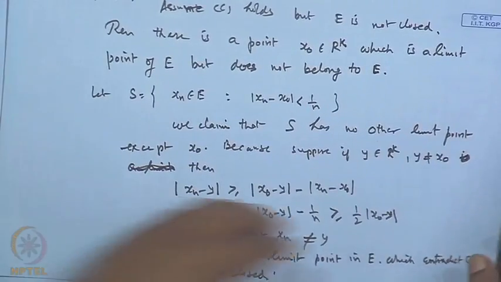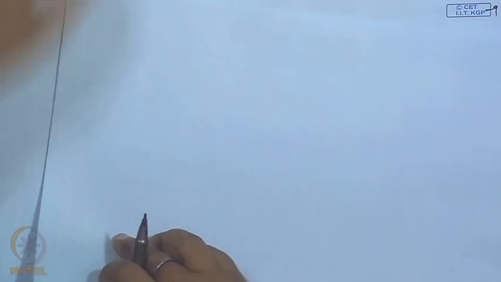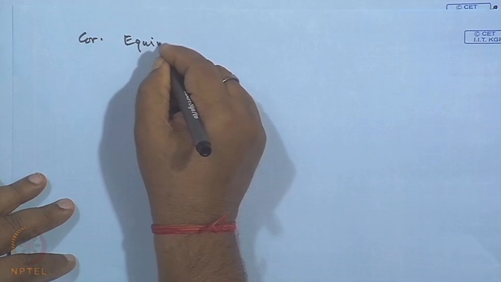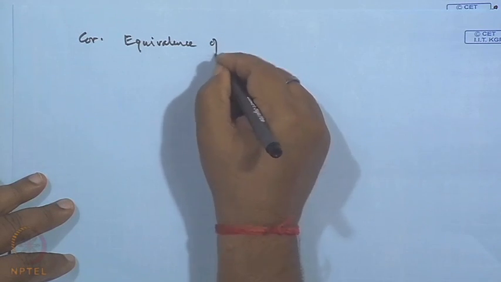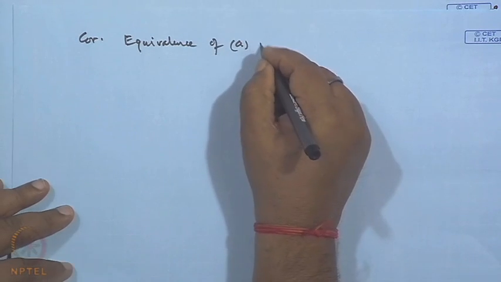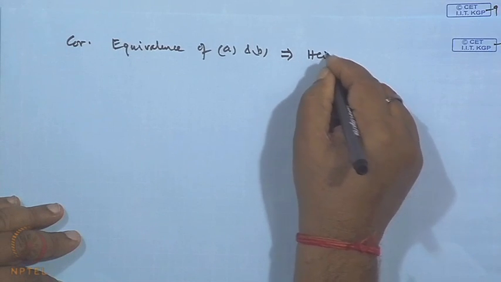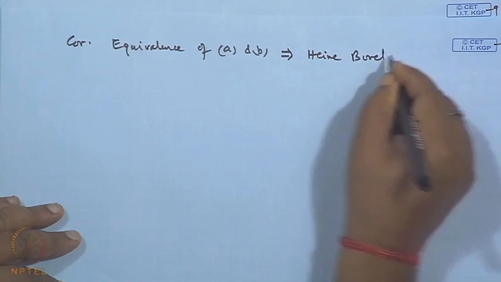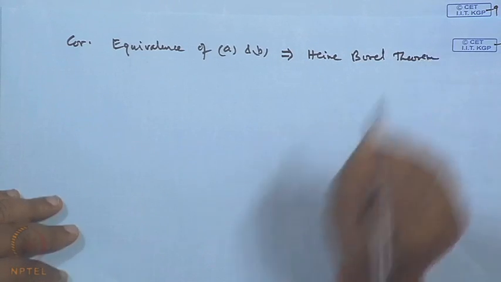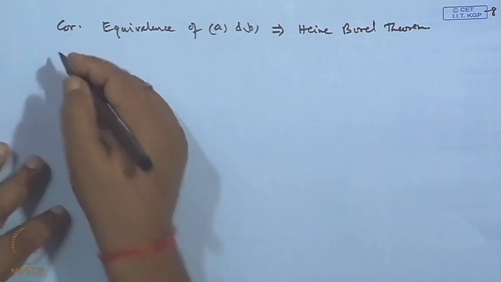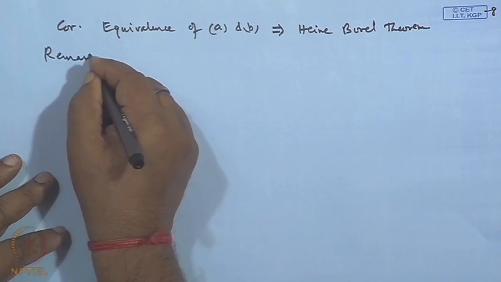So, the equivalence of A, B and C will imply the Heine Borel theorem. That is the proof for the Heine Borel theorem. Okay. Now, here we put some remarks.